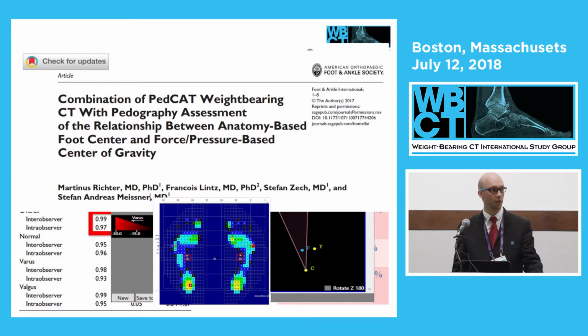We also did a very nice study with Magnus, who has a built-in pressure sensor inside his weight-bearing CT, and we were able to show that the actual center of pressure is superimposed with this point and this calculation that we are using for this measurement. There is a movement in the anterior-posterior positioning of the center of pressure, but not in the medial-lateral plane.